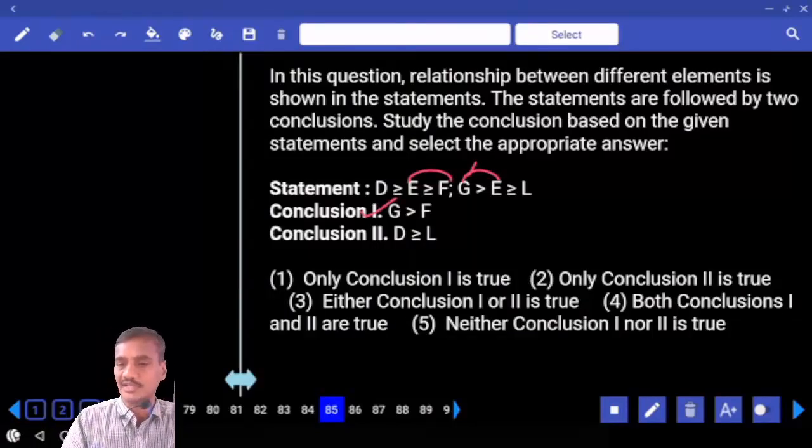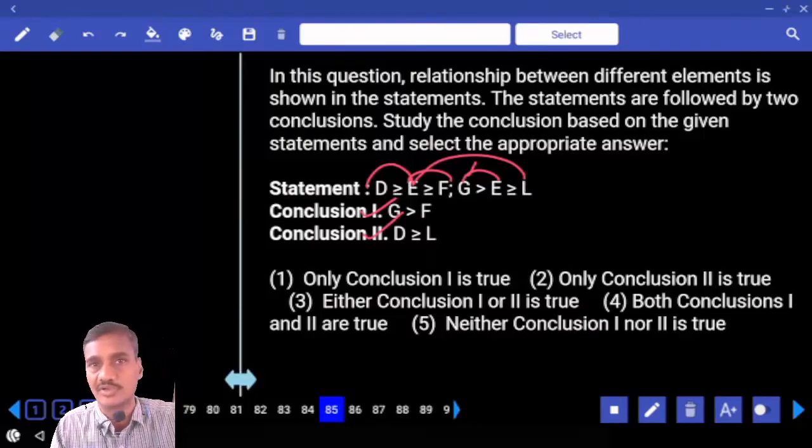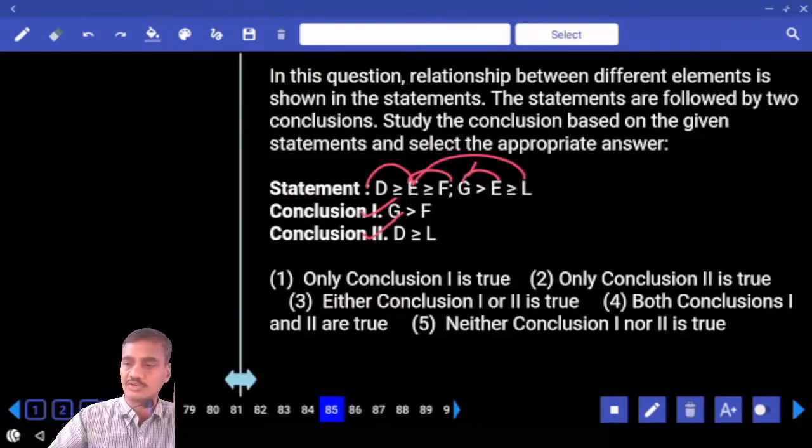Then next one, D and L. D to E, D greater than or equals to E, E greater than or equals to L, D greater than or equals to L, definitely true. Hence, what is your answer? Both the conclusions are true, both 1 and 2, choice 4, 85.